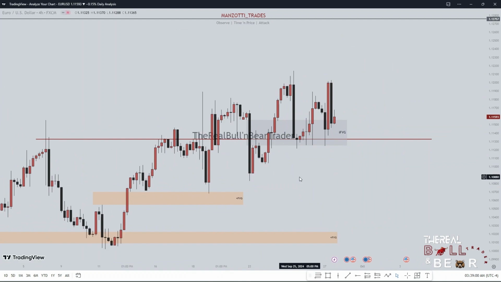So firstly, we see that there was a bearish fair value gap. Then check how many inefficiencies are there. It's one, two, three, four. And all of them were triggered. Then it goes up.